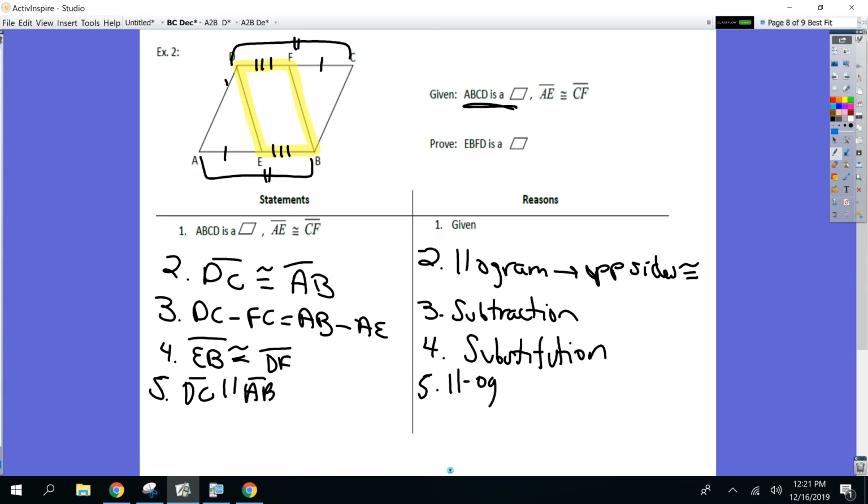Parallelogram implies opposite sides parallel. And I love that Patrick did this because this gets me into a new theorem that you can use from now on, which I think a lot of you will like. But I got to do a magic trick first.